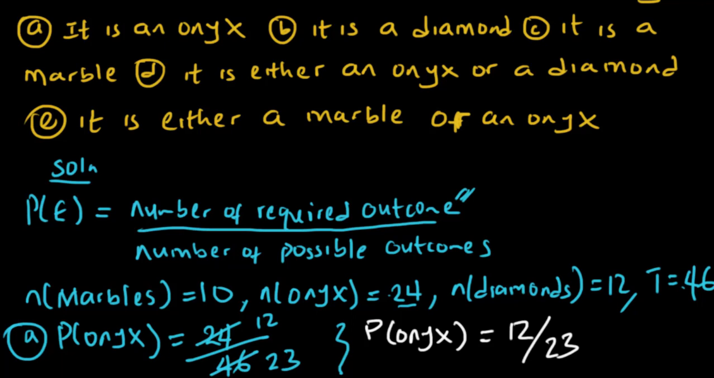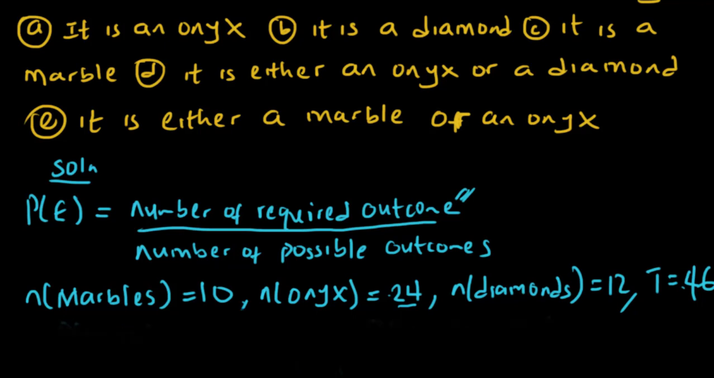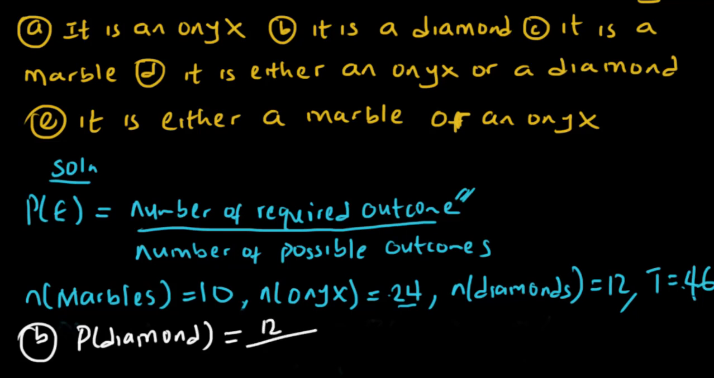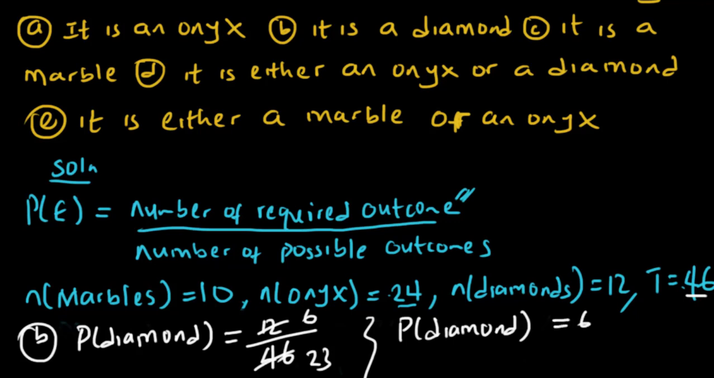Let's rub this off so we can solve for B. So B is, what's the probability that the stone picked is a diamond? So we have probability that it's a diamond equals, how many diamonds do we have? 12. And what's the total number of stones? 46. 2 here 6, 2 here 23. So it means that probability that it's a diamond equals 6 over 23. Do you understand this? Let's rub off so we can find C.